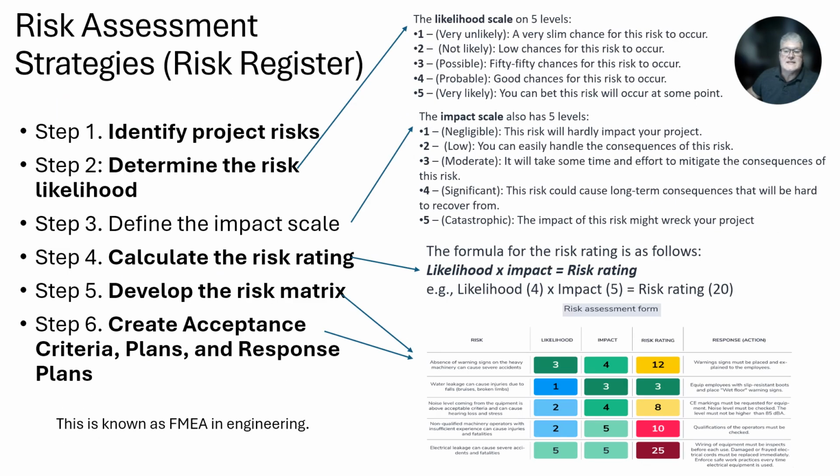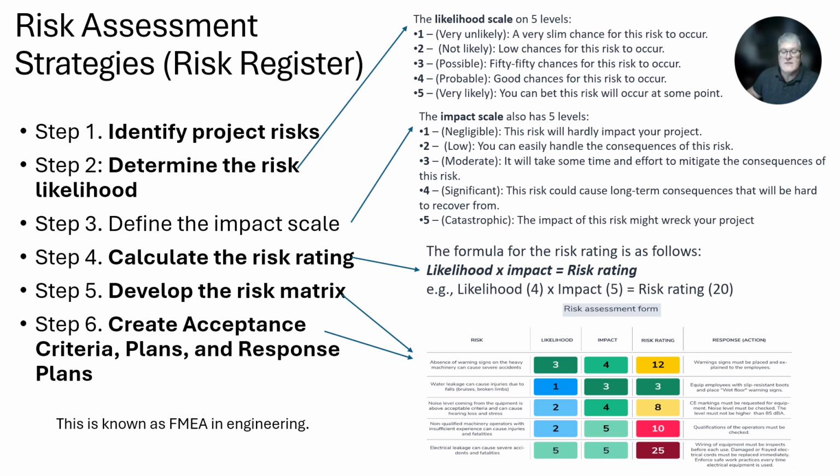When doing a risk assessment, you want to plot those risks in what's called a risk register in project management. And the steps are as follows. You identify the risk to the project, whatever that may be. You determine the risk likelihood. Then you determine the impact scale of that risk. You calculate the risk rating, you develop a risk matrix, you create an acceptance criteria, then plans and response actions for it. As I said before, in engineering, it's called an FMEA.